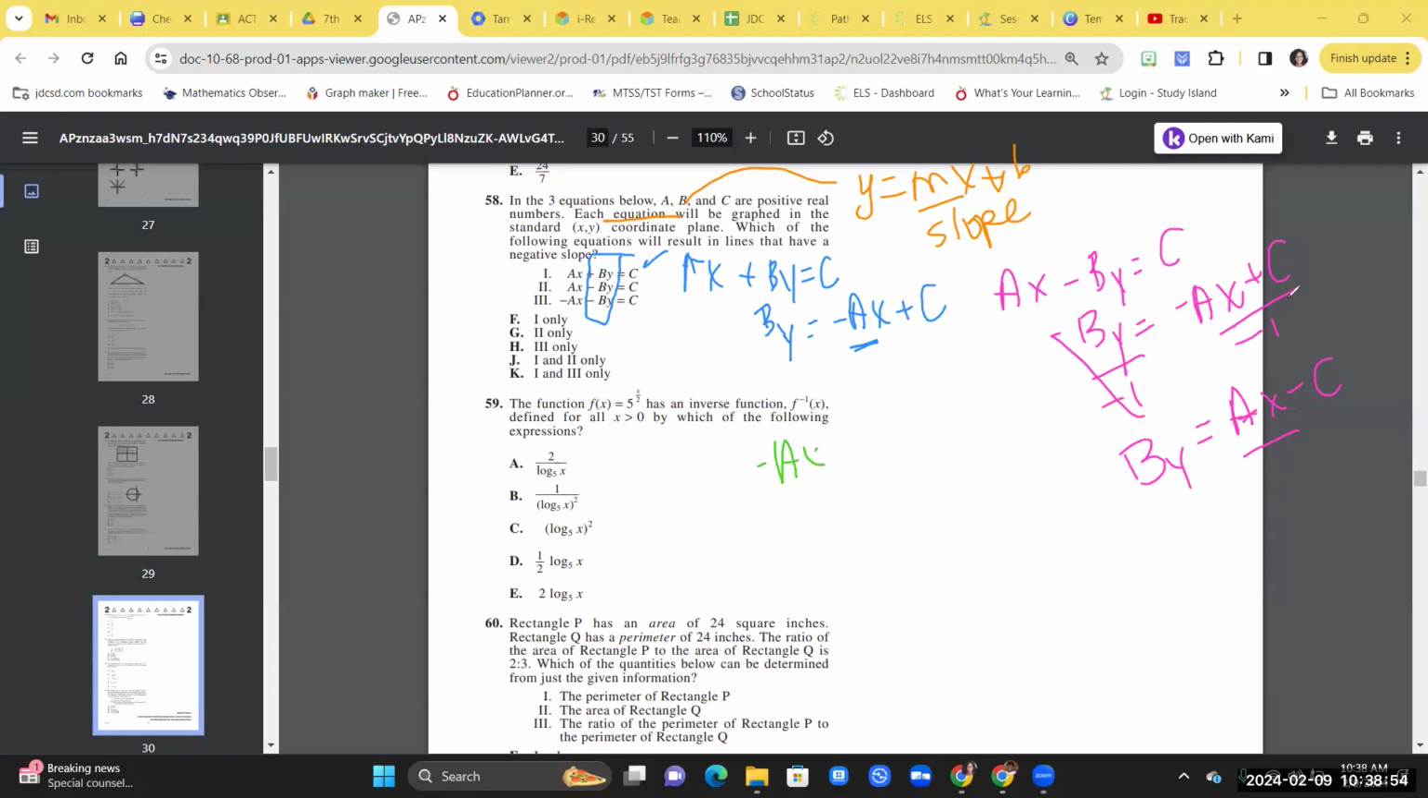Last one, negative AX minus BY equals C. Leaving us with negative BY equals positive AX plus C. Get rid of the negative on BY, so BY equals negative AX minus C. The slope is once again negative. So it looks like the first and the last.